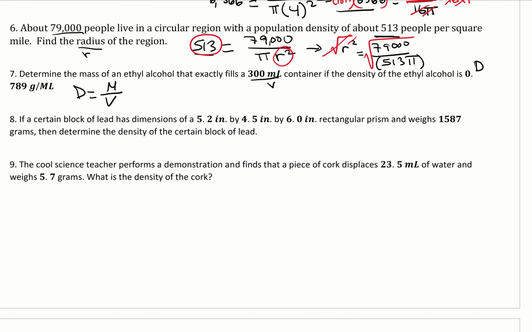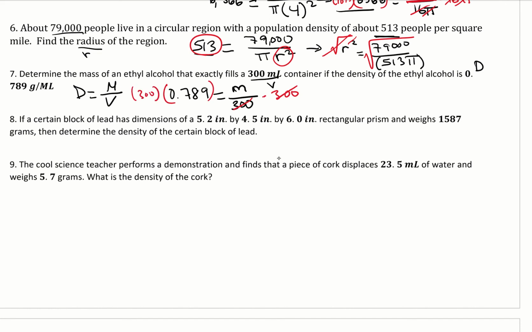Now we know that the volume is 300. We know the density, so we're trying to find the mass. So let's plug in for D. D is 0.789, so 0.789 is equal to mass, which we don't know, over volume, which is 300 milliliters. Now we can multiply both sides by 300 to cancel.